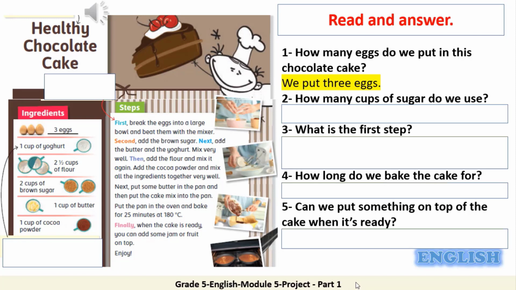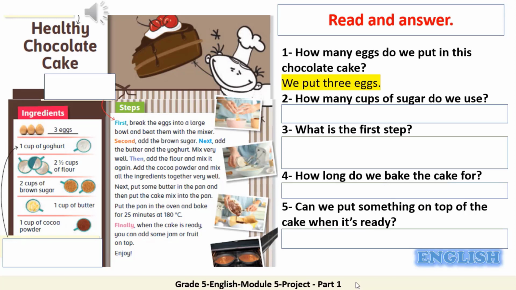Healthy chocolate cake. Ingredients: 3 eggs, 1 cup of yogurt, 2½ cups of flour, 2 cups of brown sugar, 1 cup of butter, 1 cup of cocoa powder. Steps: First, break the eggs into a large bowl and beat them with the mixer. Second, add the brown sugar. Next, add the butter and the yogurt. Mix very well. Then, add the flour and mix it again. Add the cocoa powder and mix all the ingredients together very well.